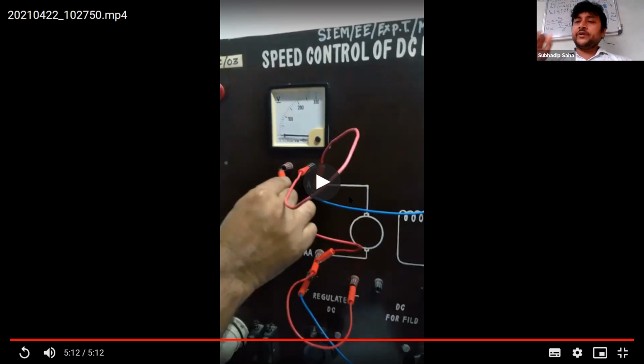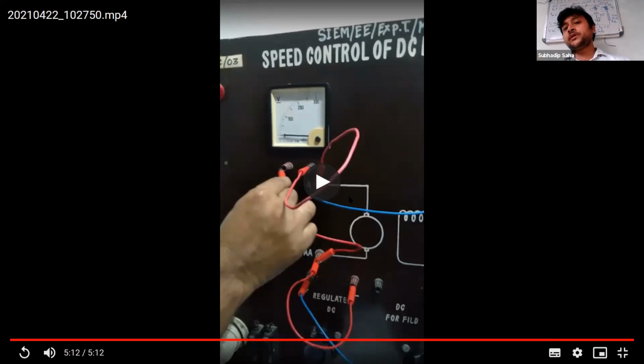Okay, we are fixing the field current constant, that is 0.25 ampere. Field current we are making constant, and now we are changing the armature resistance, so that the value of the armature current is changing and simultaneously speed is also changing.